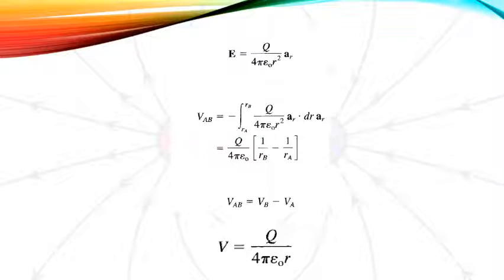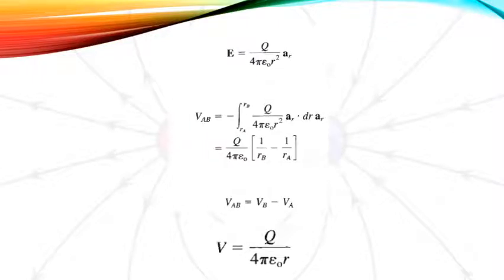If you integrate this value, you get the answer as 1 by RB minus 1 by RA, since its limit is RA to RB. From this, we have obtained the electric potential V equal to Q by 4 pi epsilon naught R.